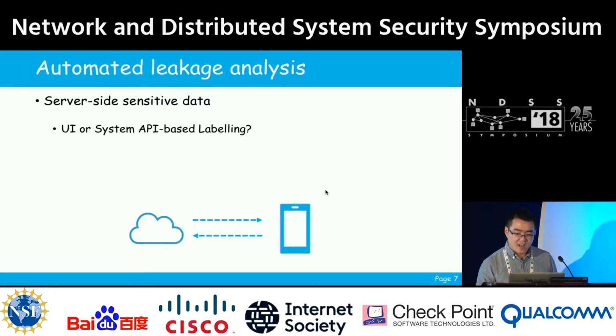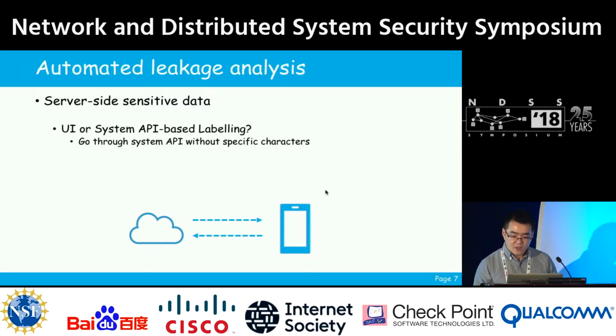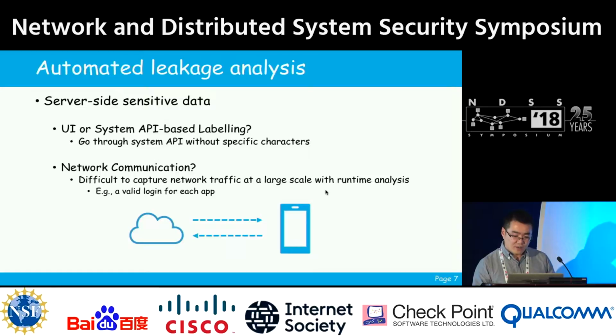In this case, neither UI-based nor system API-based labeling approaches are able to effectively locate sensitive data, because regardless of their sensitiveness, loading such information always goes through generic system APIs with basically the same characteristics. One may also consider capturing such data by intercepting the network interface with runtime analysis. However, this is also not practical for automated leakage analysis, since modern apps always require complex login conditions to trigger the real network traffic.